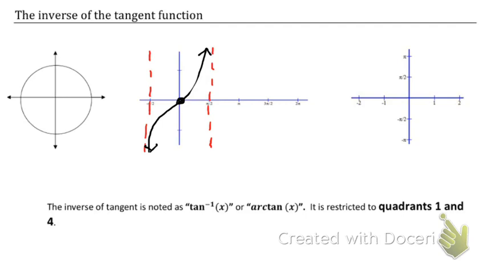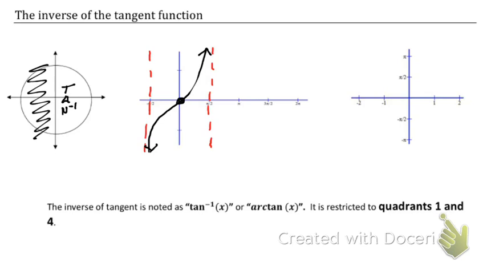The good thing about tangent is the one cycle that we have here passes the vertical and horizontal line test. So just one cycle of our tangent is good enough to restrict it to. So we're just going to restrict it from negative pi over 2 to pi over 2, which means our tan inverse is going to exist in the same place our sine inverse did, and that's going to be in quadrants 1 and 4.